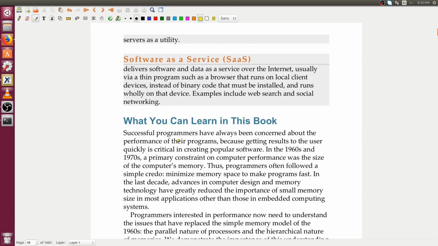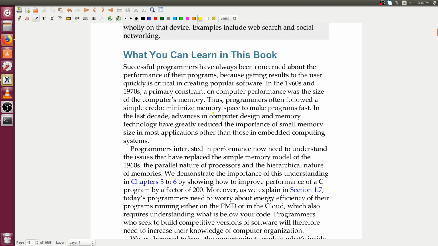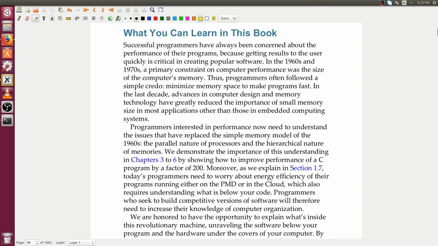So let's see. What can you learn from this book? Chat, this is you. This is what you're going to be learning from this book. Successful programmers, listen, if you're a programmer, this is it. This is what we've been waiting for. We're here now. So let's see, what are we actually going to learn from this book?